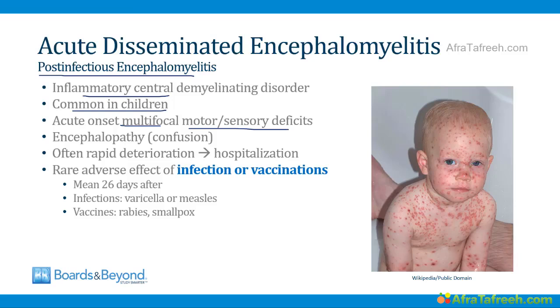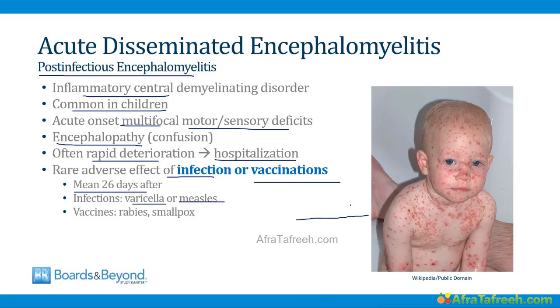In addition, children who get this disorder often develop confusion, that's from encephalopathy, and often it progresses very quickly so that children rapidly become very confused and require hospitalization. And the reason it's called post-infectious is because it classically follows an infection or sometimes a vaccination. It's usually a couple days or weeks after an infection or a vaccination. The mean is 26 days later. In terms of infections, it often follows varicella or measles.